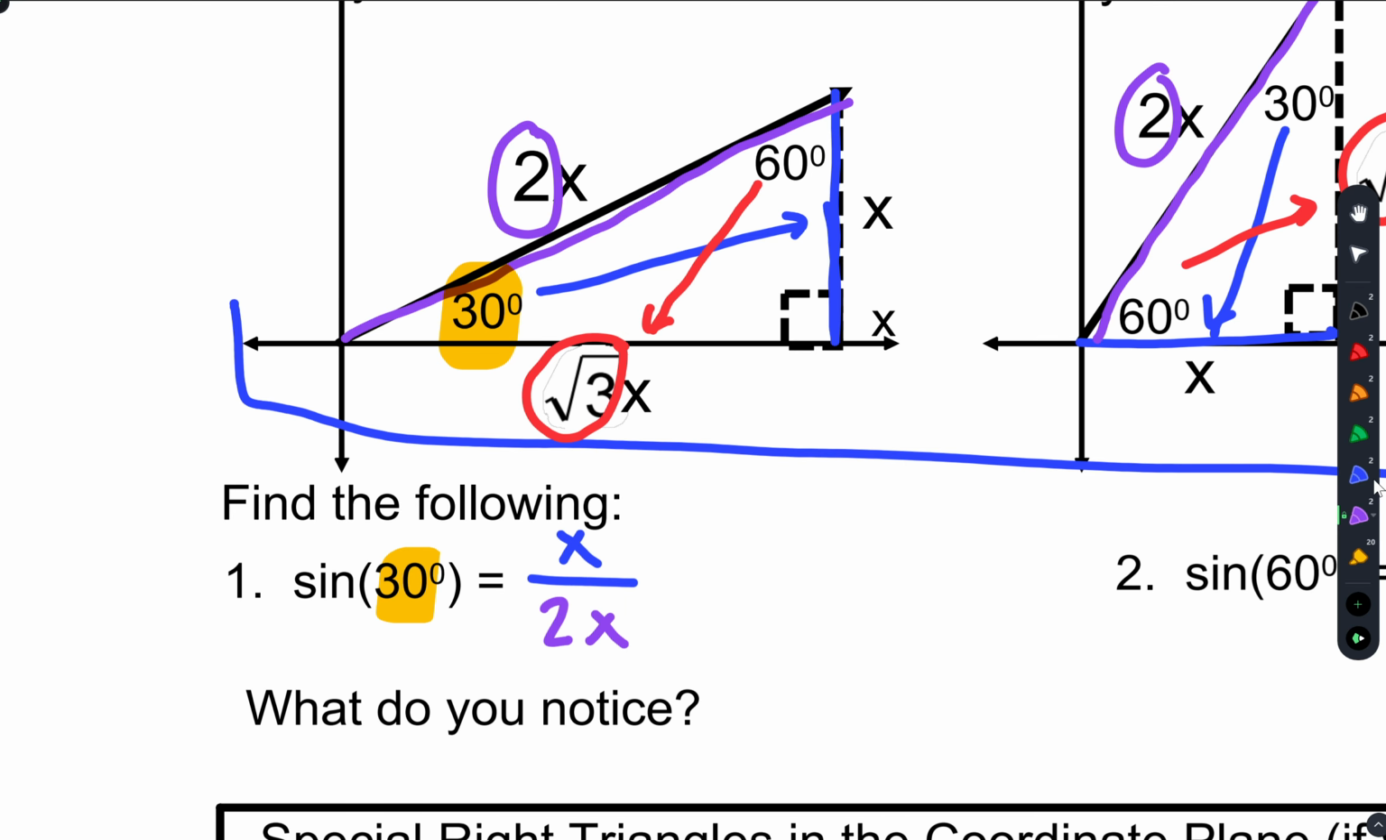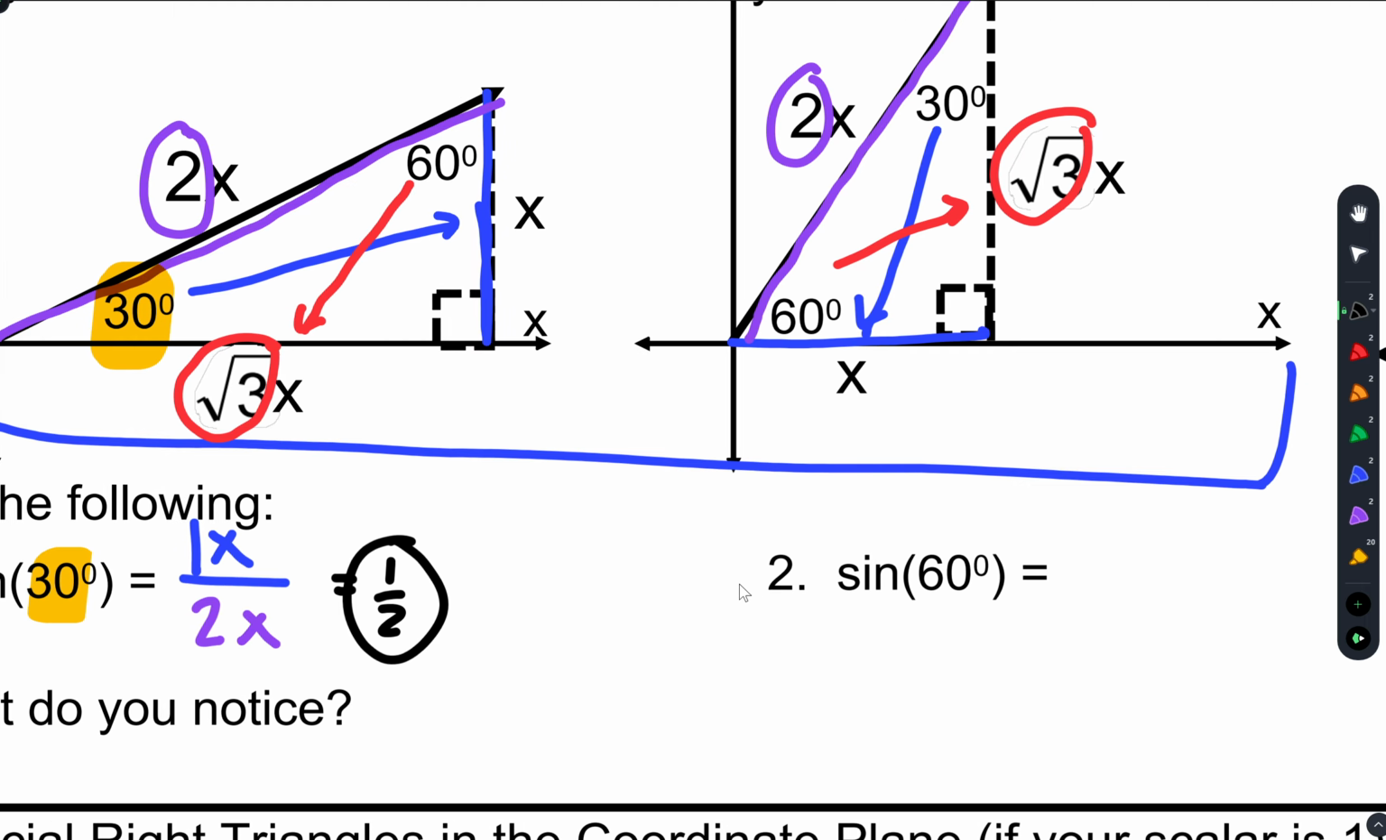I want us to think about what this reduces to. So imagine this is 1X over 2X. X's, if there's one on top and one on bottom, they're going to kind of cancel each other out. So this would reduce to 1/2. The sine of 30 degrees is 1/2.